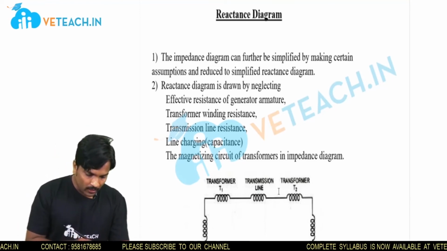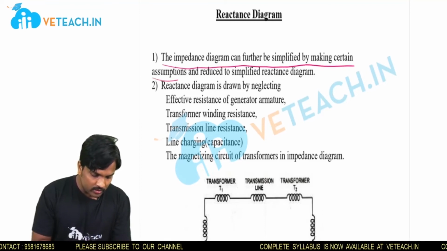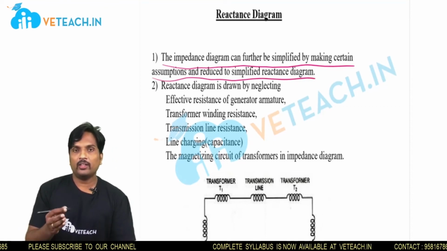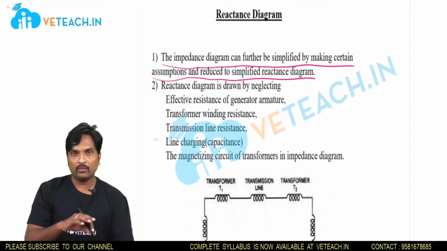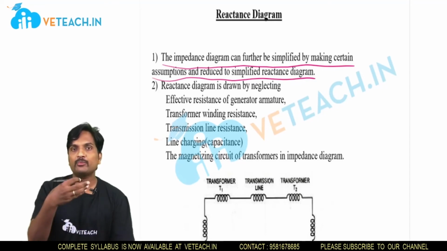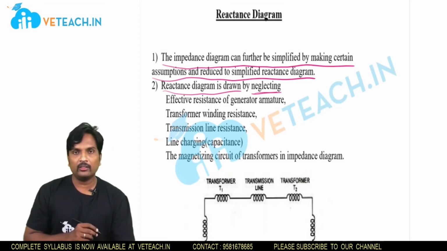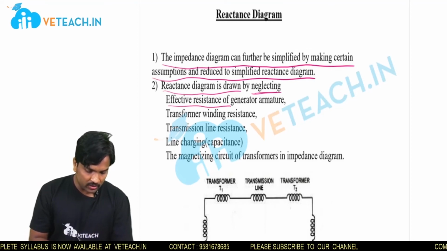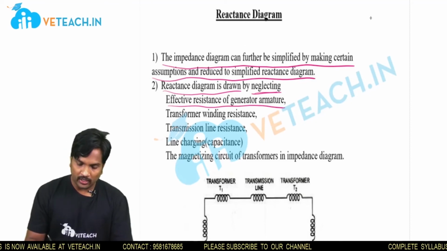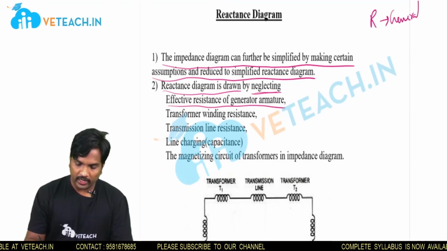The impedance diagram can further be simplified by making certain assumptions and reduced to a simplified reactance diagram. Means we draw the reactance diagram from the impedance diagram based on some assumptions. So we will see the assumptions. The reactance diagram is drawn by neglecting, first, the effective resistance of generator armature, that is the resistance of generator. Resistance of generator is neglected.